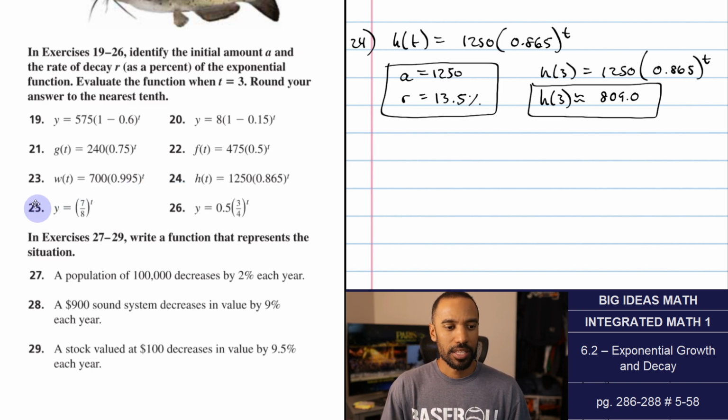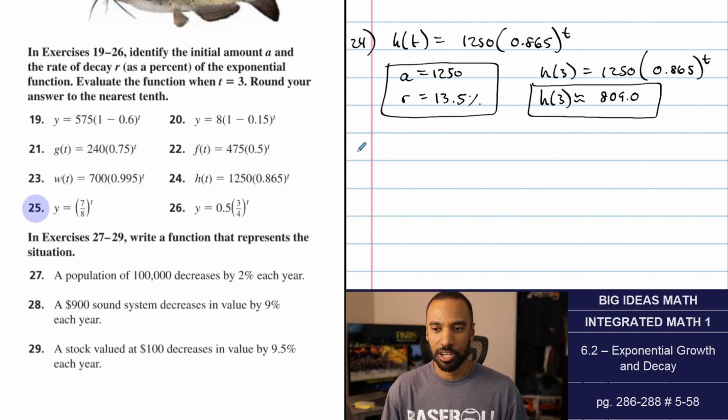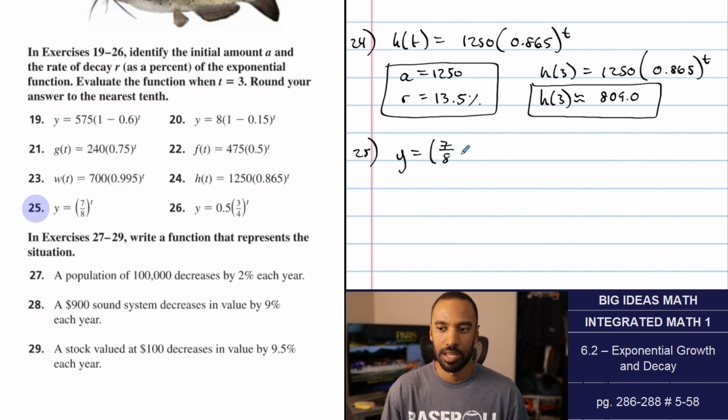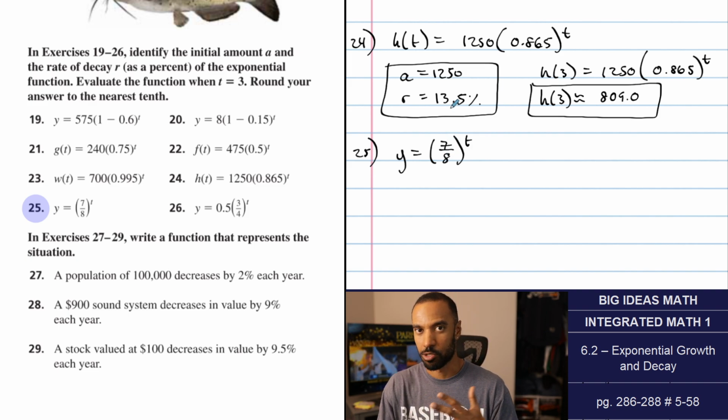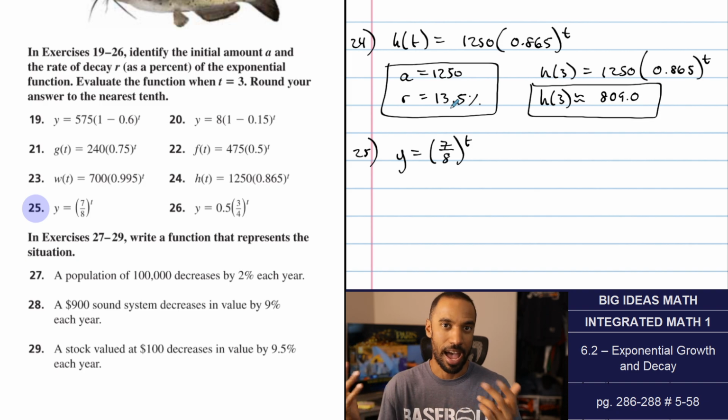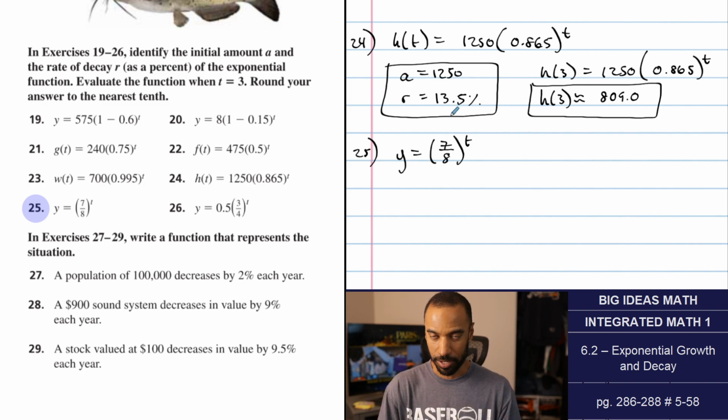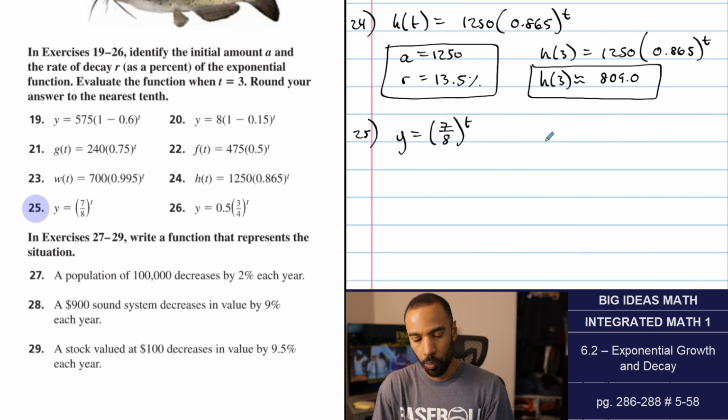Okay, 25 and 26 have an interesting bit because they are written as fractions, but we do need the percentage equivalence and all that. So, y is 7/8 to the t power. Now, I don't mind graphing. I kind of do for 7/8, but when I do graphs myself, I prefer fractions if I don't have a calculator to deal with. We have a calculator.